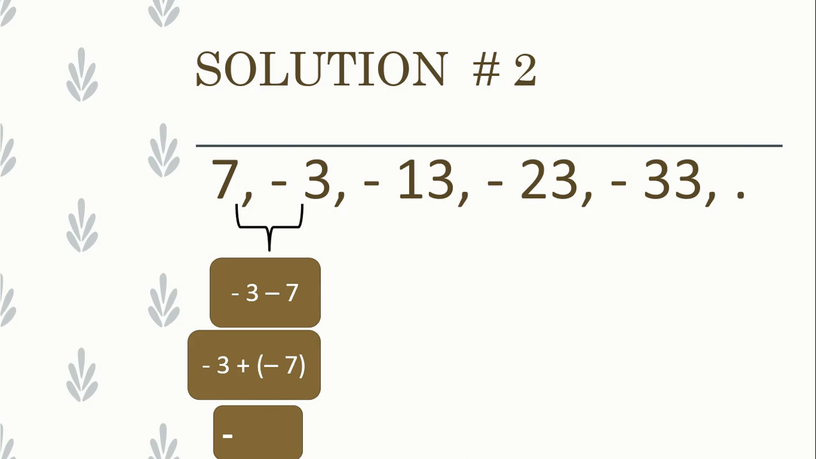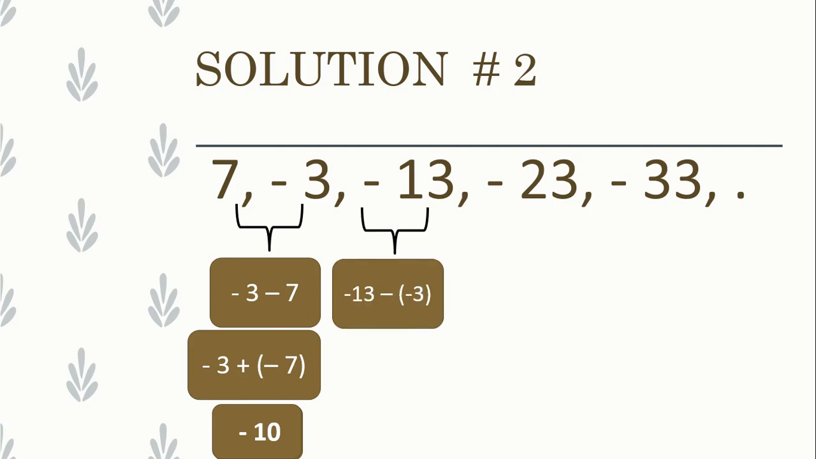The absolute value of -3 is 3. The absolute value of -7 is 7. So 3 plus 7 is 10. So therefore, the final answer is -10. Let's now proceed to the next two consecutive terms of the same sequence. The previous term of -13 is -3. Subtracting them, that is -13 minus -3.